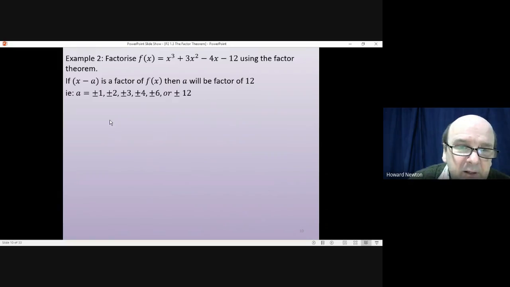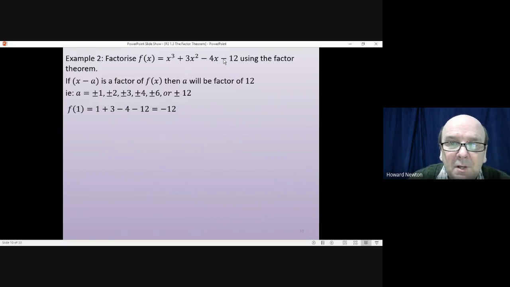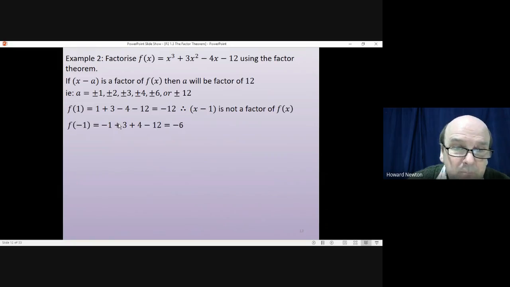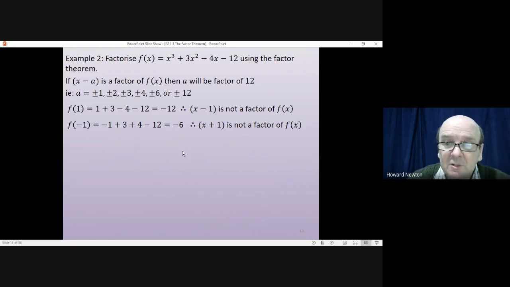Okay, let's have a look. So we start with the easiest numbers first of all. So we try 1 and see if that works. If you put 1 into this, you get 1 plus 3 minus 4 minus 12, which gives you minus 12. That's not 0. Therefore, x minus 1 is not a factor of the function. Then try minus 1. If we put minus 1 in, we get minus 1 plus 3 plus 4 minus 12, which is minus 6. But again, that's not 0. So x plus 1 is also not a factor of the function.